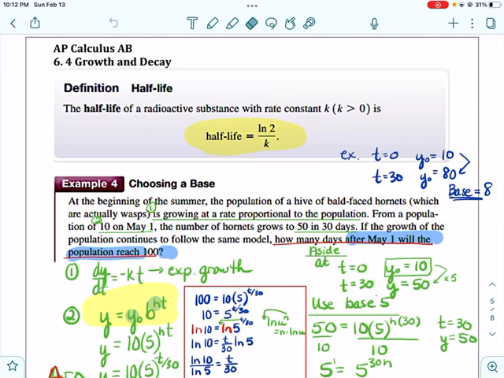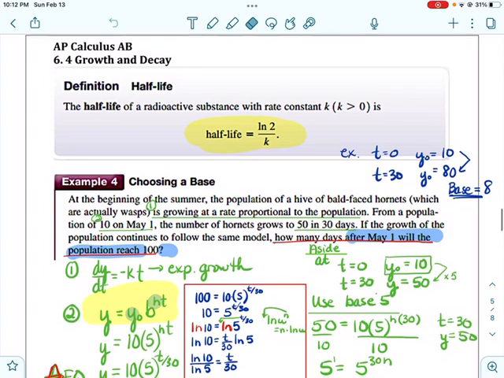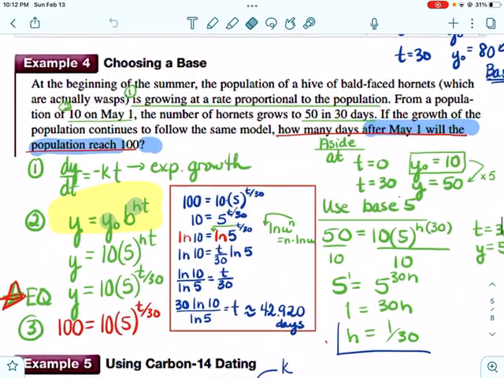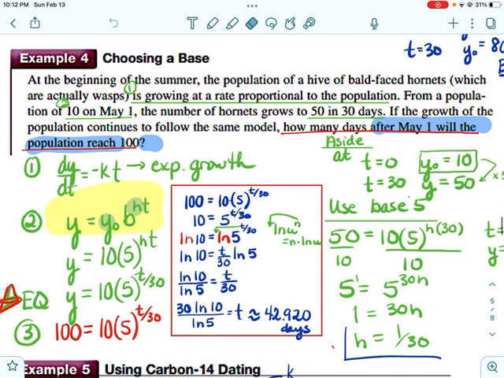Okay, we're back with 6.4, growth and decay, and we're looking at half-life of a radioactive substance with a constant. In this case, we have the definition of half-life, where half-life is ln of 2 over k. And we look at this first problem where choosing a base becomes an issue. We have our options when choosing a base. We don't have to pick base e, 1/2, or anything.